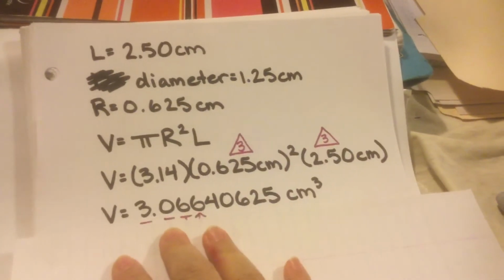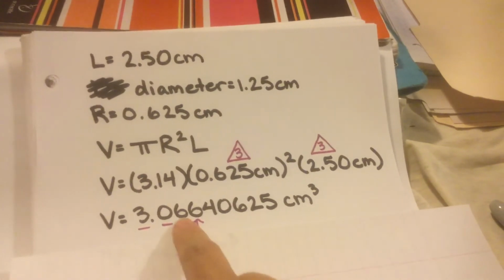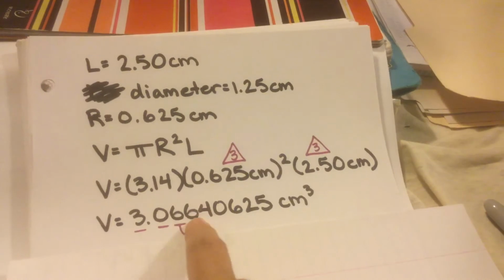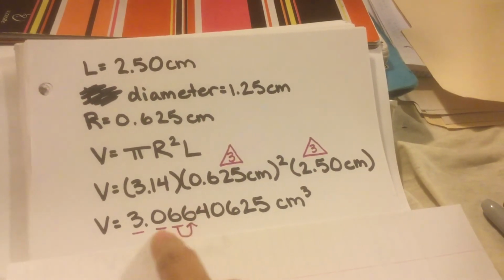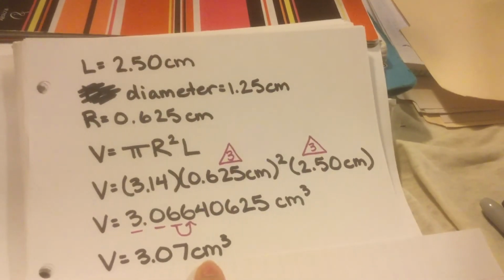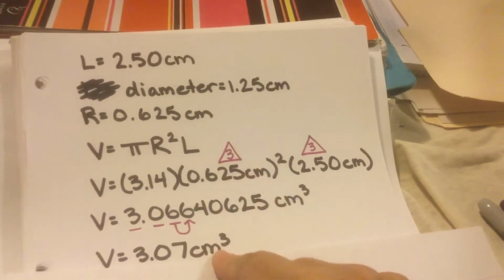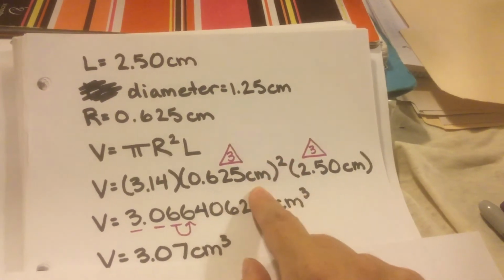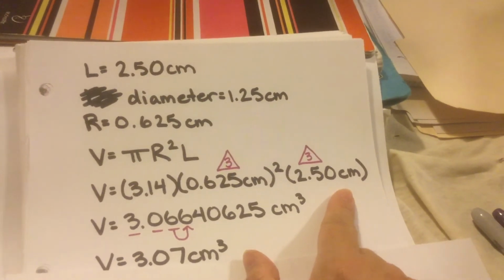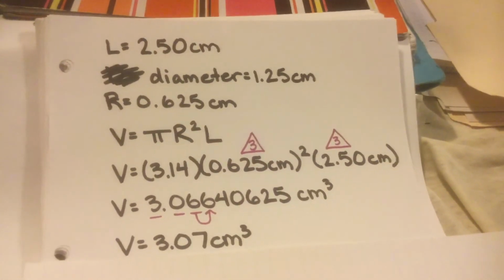So when I look at this answer, I go 1, 2, 3. Let's see, am I going to round that 6 to a 7? And I am, because it's sitting right next to a 6, which is 5 or greater. So 3.07. And my unit is centimeters cubed, because here I've got centimeters times centimeters and then times another centimeter. So that's 3 times.